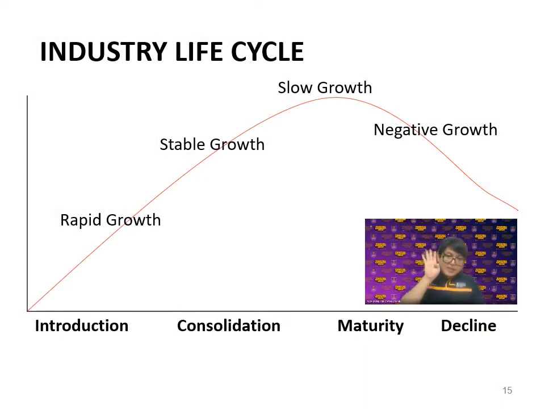Industry life cycle is divided into 4 different stages. The first one is introduction, followed by rapid growth, stable growth, slow growth, and negative growth. And if we look at the life cycle of business, this refers to introduction, consolidation, maturity, and decline. So we start with the introduction phase.